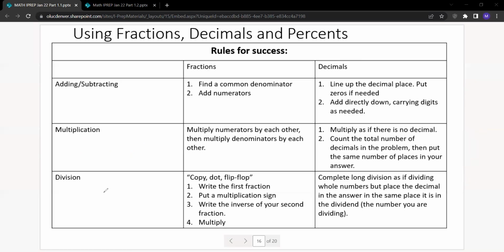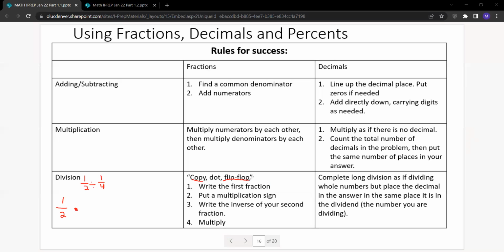When it comes to division, we do something a little bit different. With fractions, we're going to do something called copy, dot, flip, flop. I've also heard it called same, switch, flip. Let's say you have 1 over 2 divided by 1 over 4. Let's say that's the problem you're working with. The first step is copy. So you're going to write the first fraction, 1 over 2. The second one is dot. So you're going to put a multiplication sign, or a dot is what we use a lot of the time.